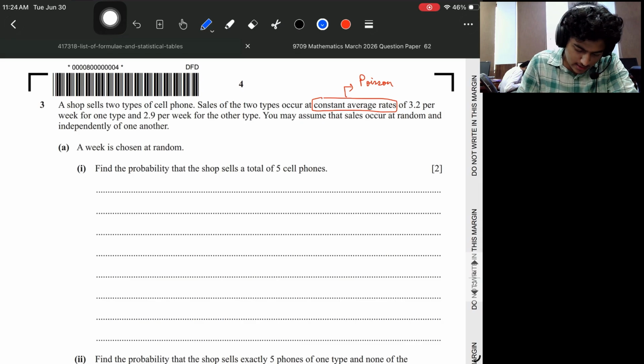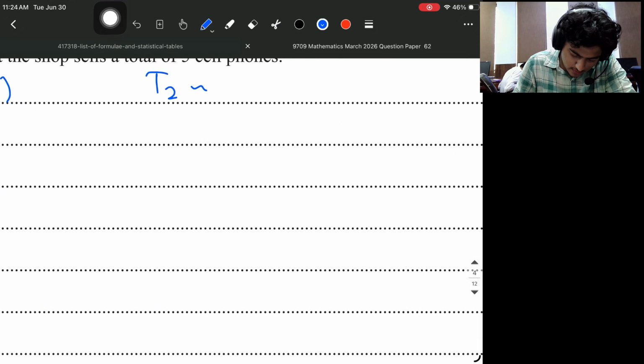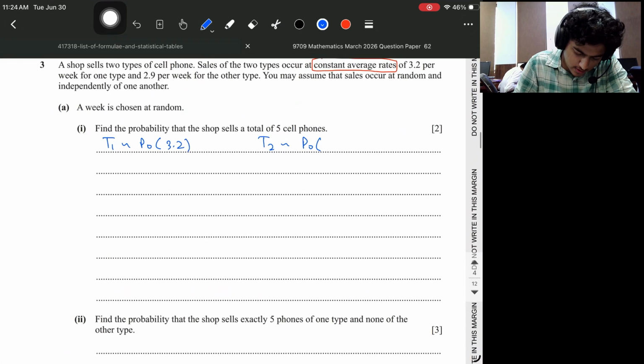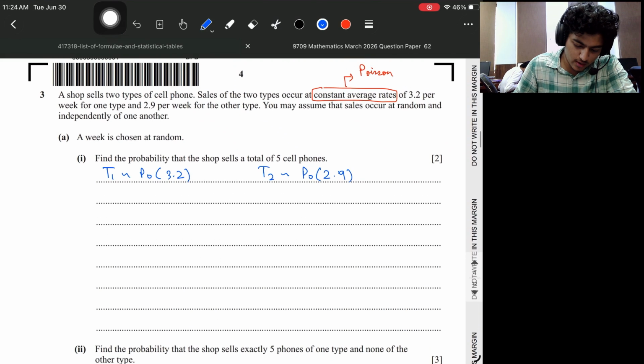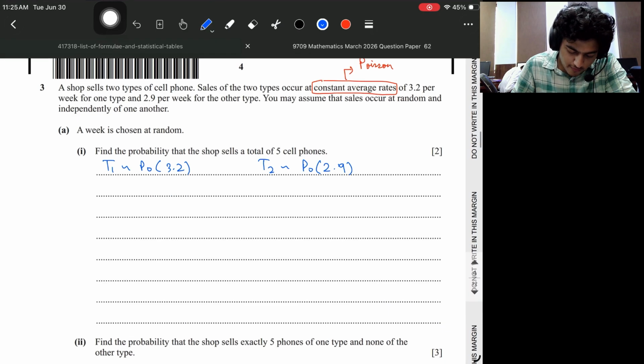So we can state here that the shop sells two types of cell phone, and sales of the two types occur at a constant average rate. We can say that type 1 follows a Poisson distribution with lambda or mean 3.2. Similarly, type 2 follows a Poisson distribution as well with mean or lambda 2.9 per week. Right, now let's move ahead. You may assume that sales occur at random independently of one another. A week is chosen at random. Find the probability that the shop sells a total of 5 cell phones.